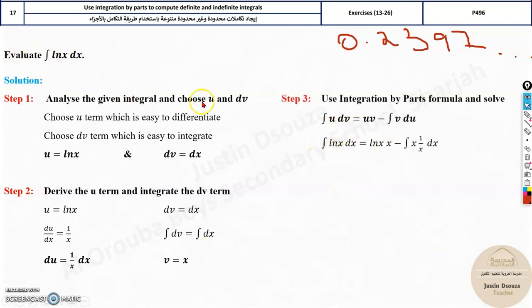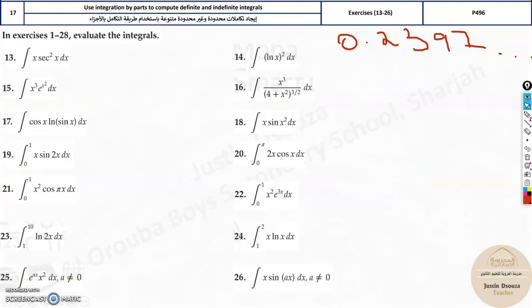Now just do the substitution in this formula. That is, integral of ln x dx equals u, natural logarithm x, times v, x, minus integral of v, which is again x, times du, which is 1 by x dx. Now simplify this, you will get the answer. Over here, the integral of 1 is x, plus c. That's it. If you're getting confused, do the shortcut method and check your answers.